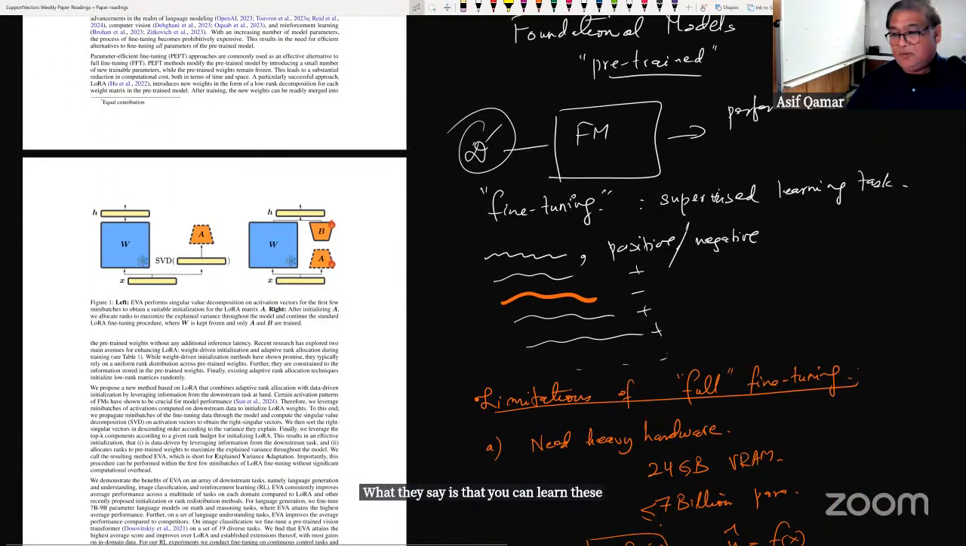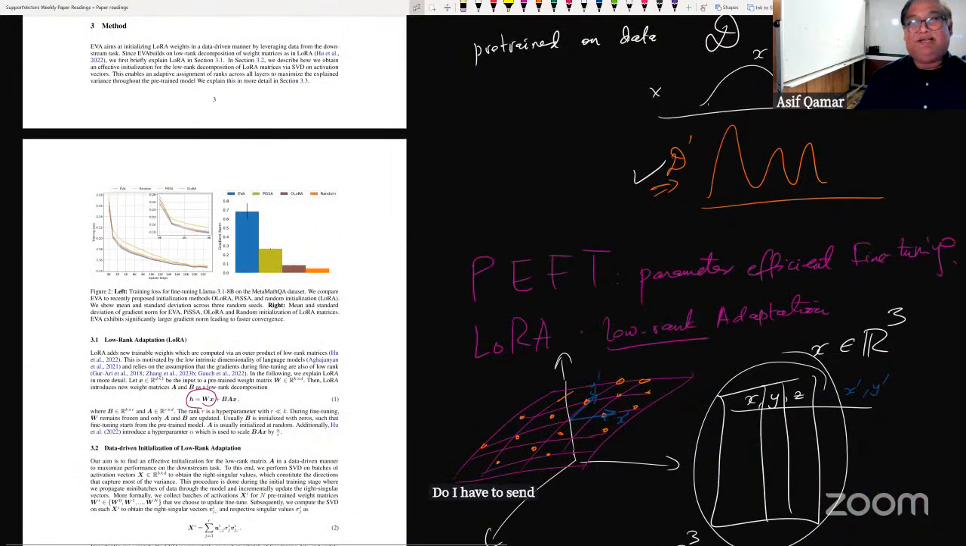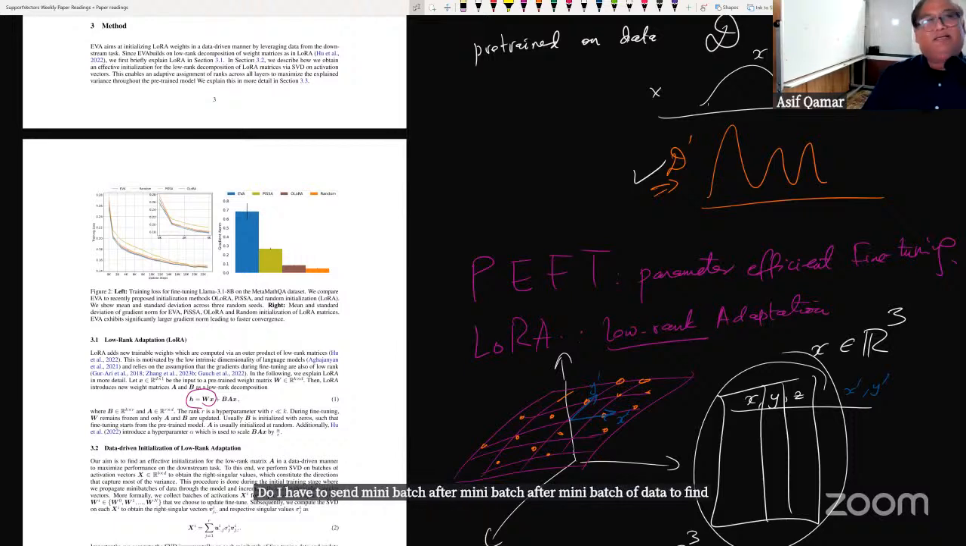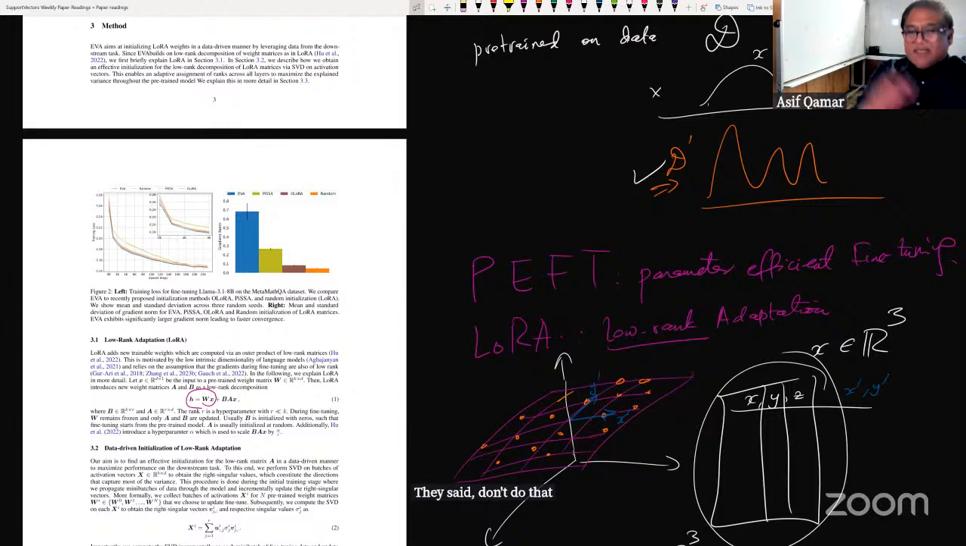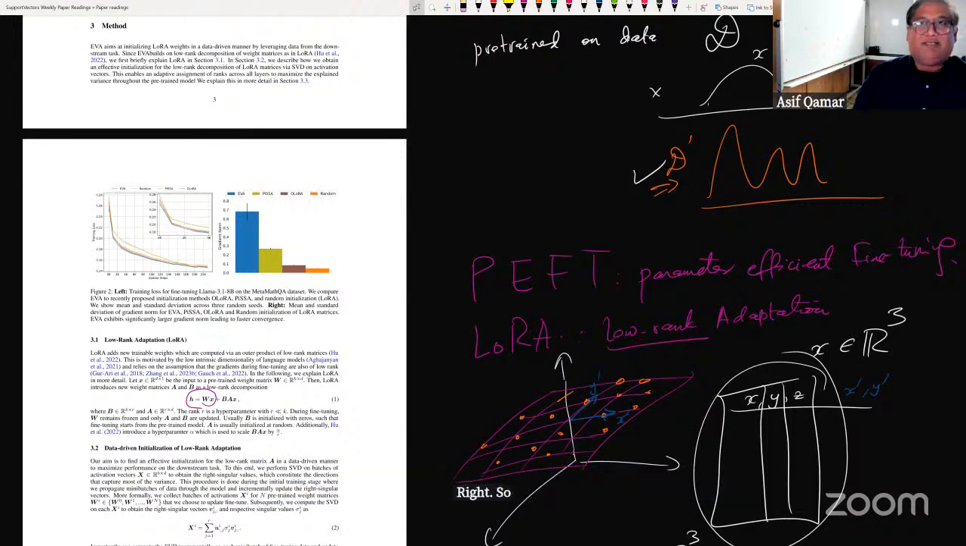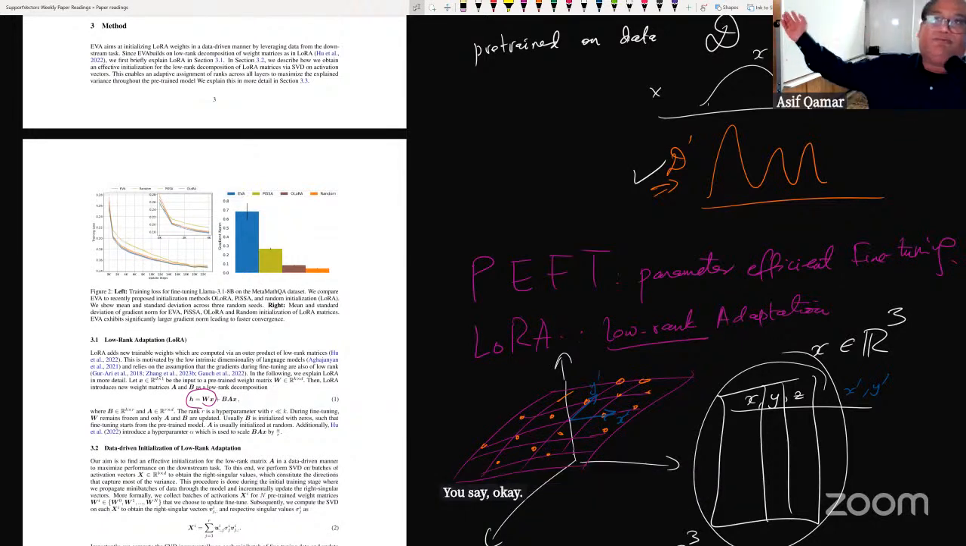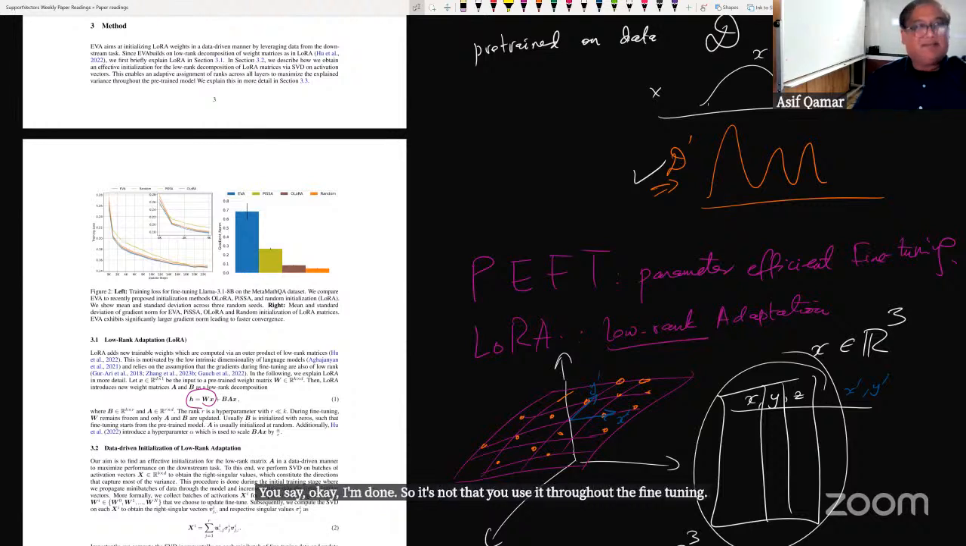And by the way, you might say, oh my goodness, when I'm doing fine tuning, do I have to send mini batch after mini batch after mini batch of data to find these vectors? They say don't do that. What you should do is send a mini batch, you find the best vectors, and then send another mini batch, and then you notice that the vectors they predict are slightly different, right? So now you see small changes, and you do a few more mini batches till you notice that those vectors are not moving much. You say, okay, I'm done. So it's not that you use it throughout the fine tuning. You just do it with a few mini batches, and soon you know your answer.